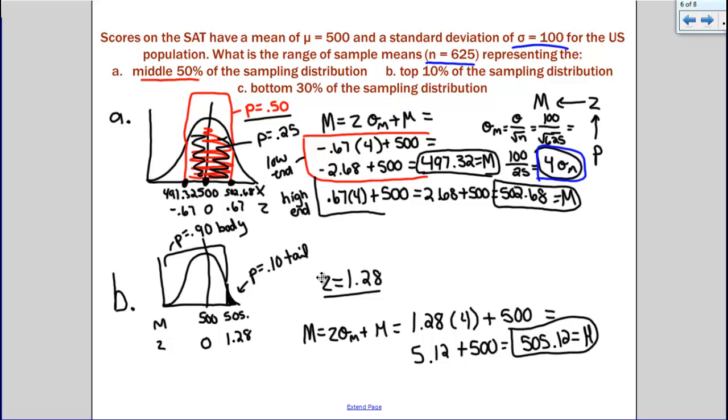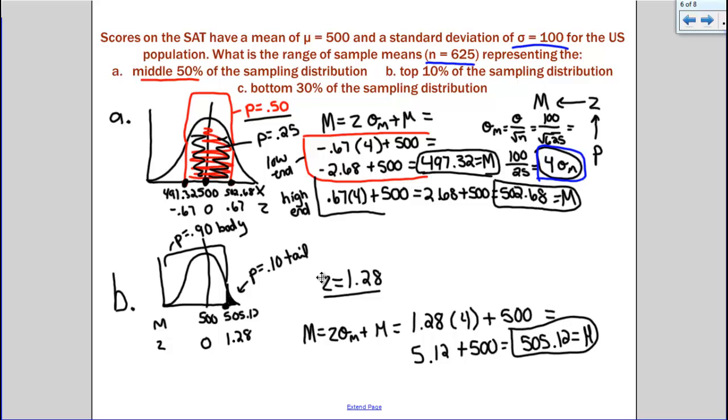So 505.12 would be the mean right here. So any mean above 505.12 is in the top 10% of the sampling distribution. Another way that you could think about this for part B is that you have a 10% chance of randomly selecting a sample of 625 SAT test takers who have a mean on the SAT greater than 505.12.